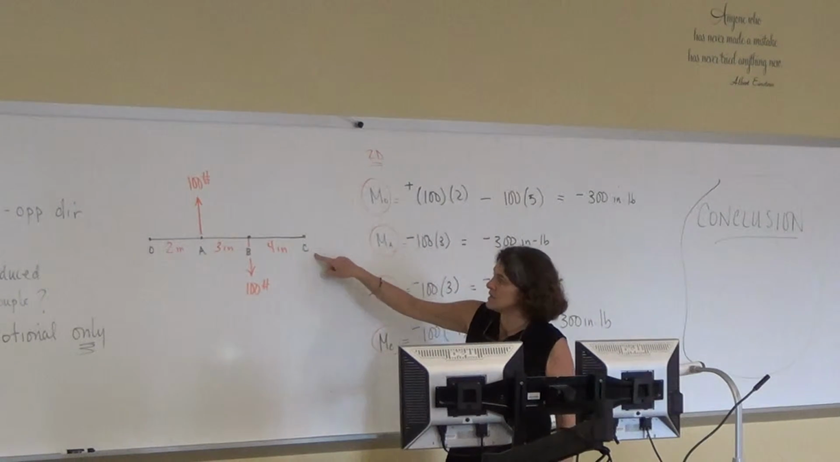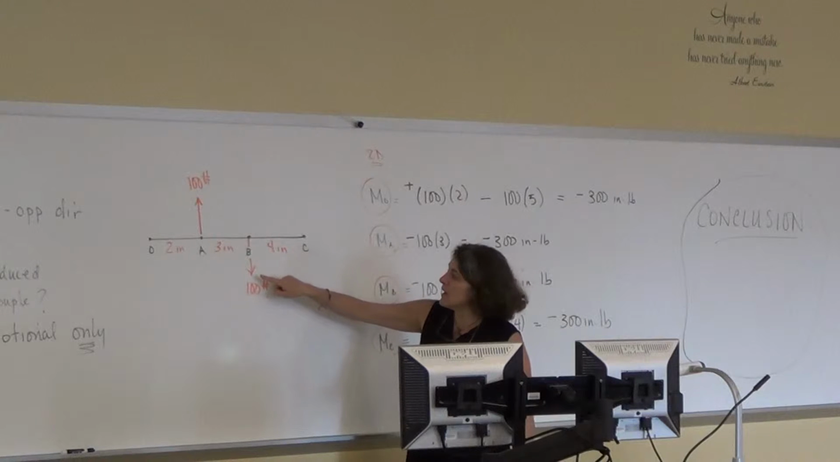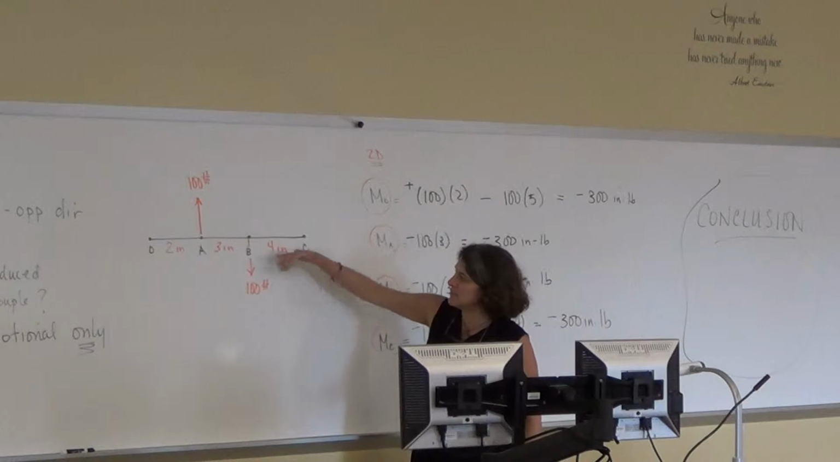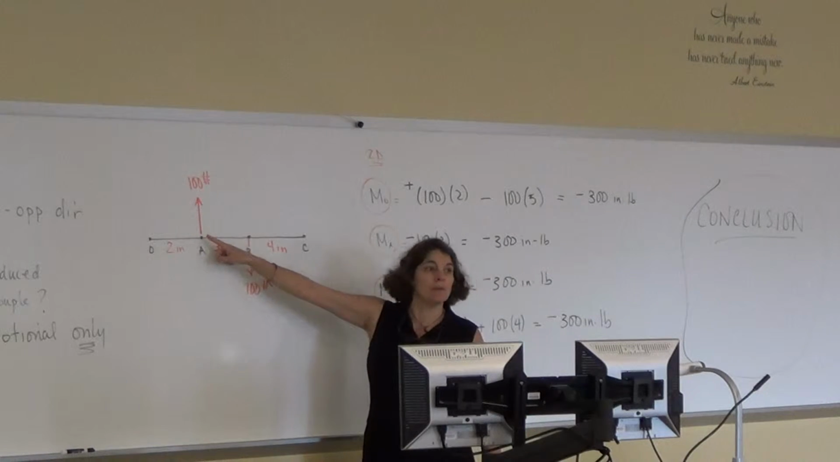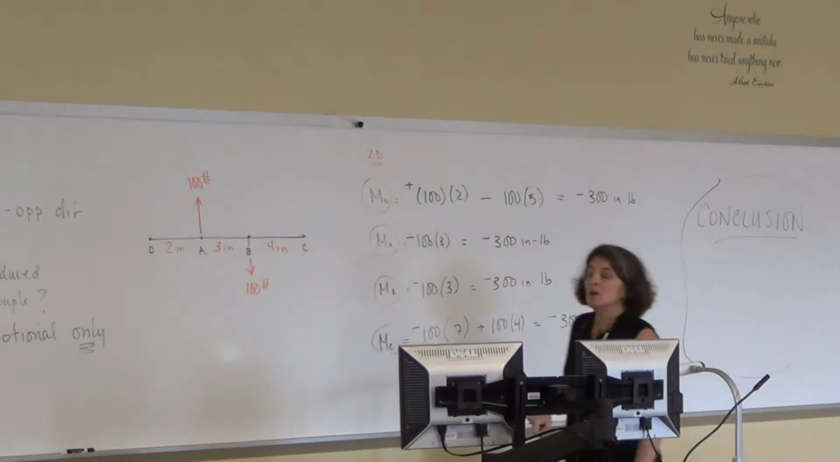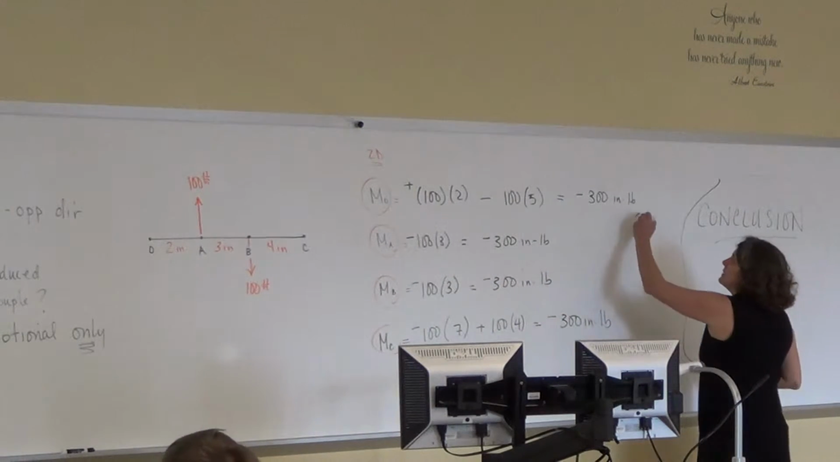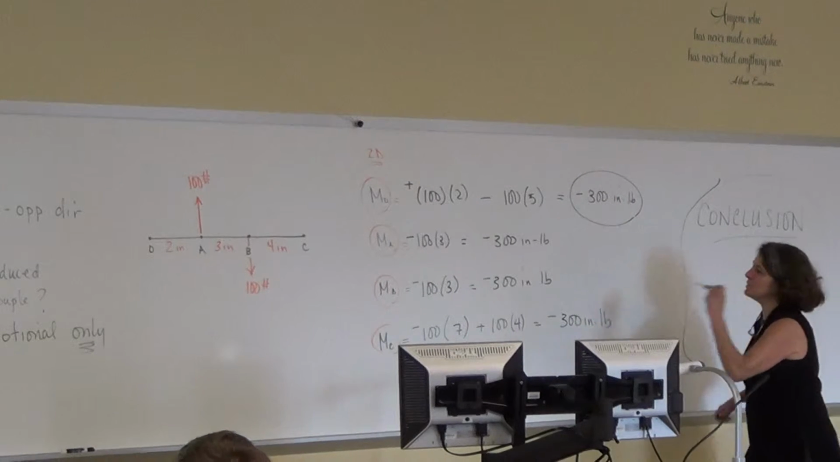And then at point C, this 100 creates a what? Positive or negative? Positive. How about that one? Negative. So what do you find out in the end? What conclusion can we draw?